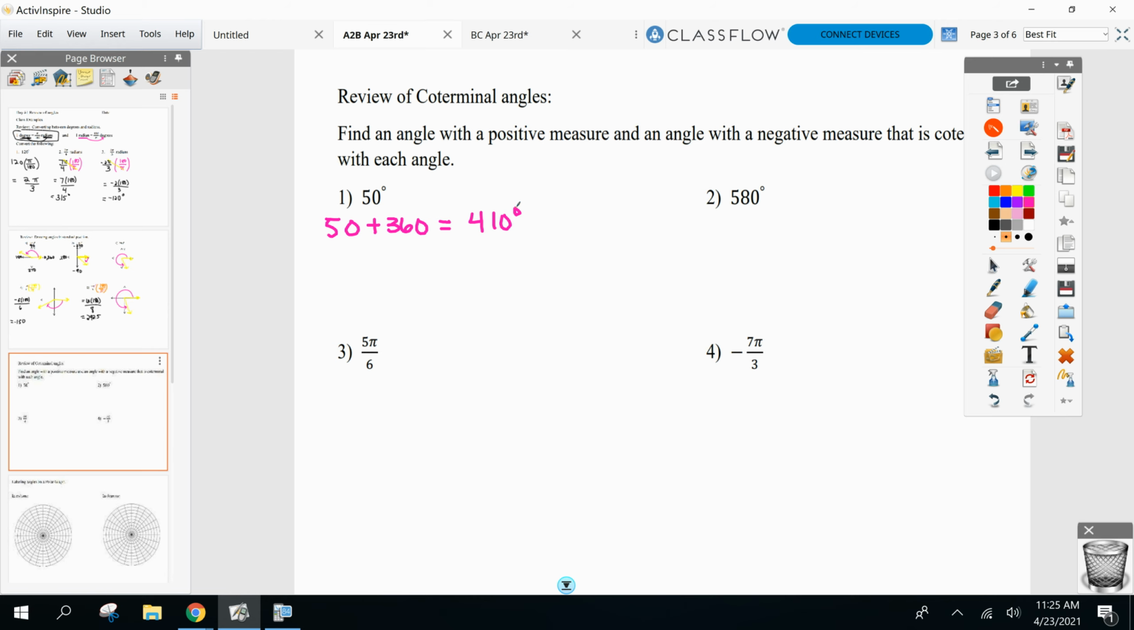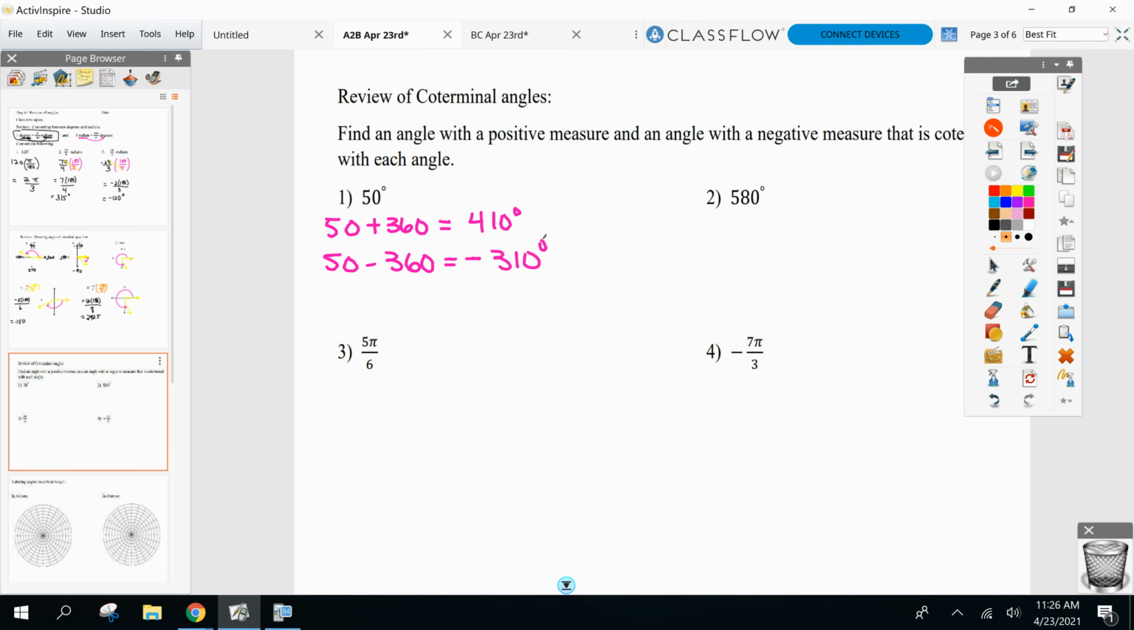But I need a negative version as well. So instead of adding 360, go in the other direction. Subtract 360. Go clockwise now. And we'll end up at an angle of negative 310. So coterminal, same exact angle as I go around by adding 360 and subtracting 360.